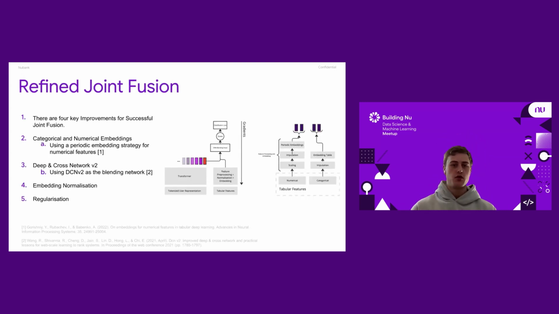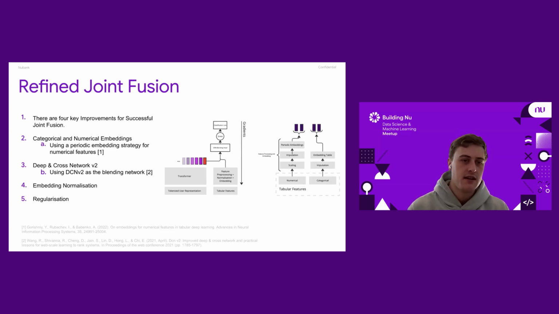Okay, so the refined joint fusion process that we ended up with that worked pretty well involved 4 key improvements. What I'm going to do here is just tell you what these improvements were. And then in the next section, we're going to look at an application. In that application section, I'll show you how adding these changes in affects the performance of our blending module, eventually leading to it performing better than gradient boosted trees.